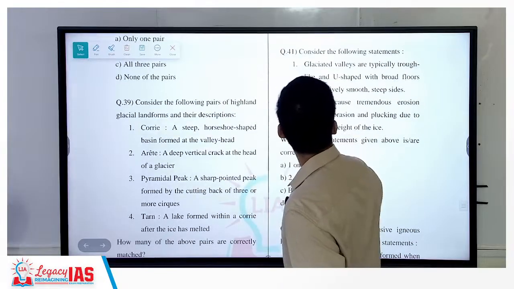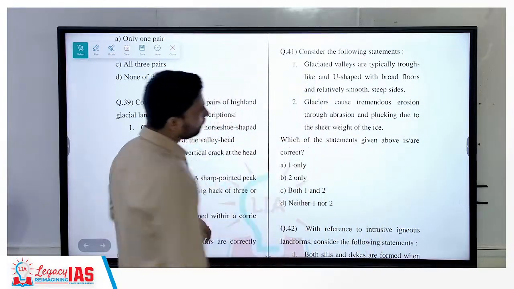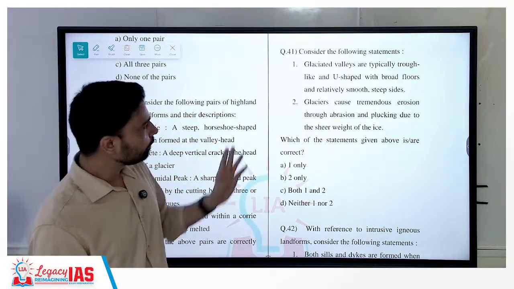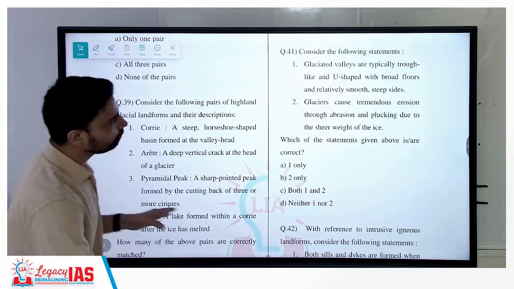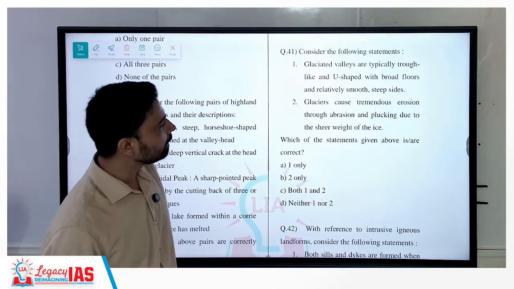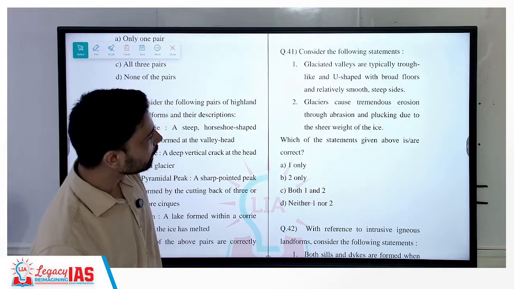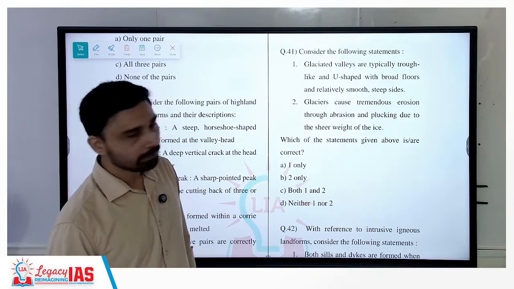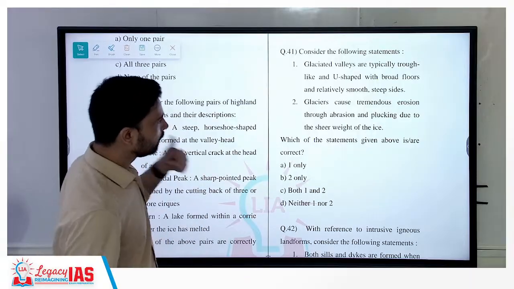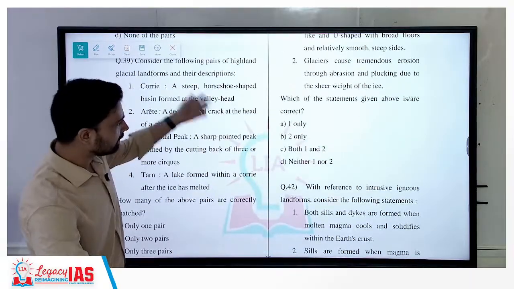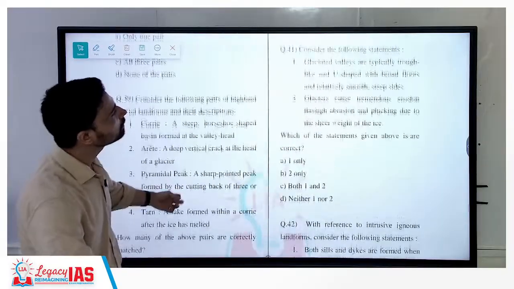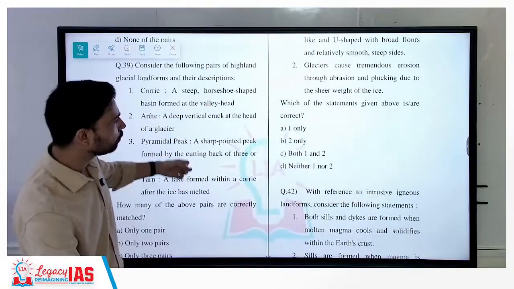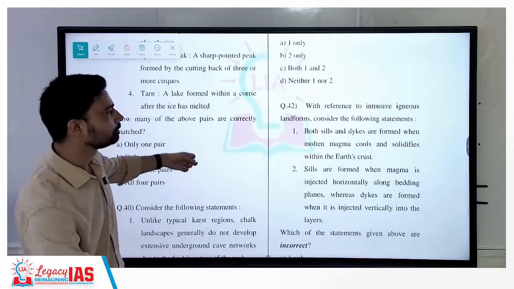So then glaciated valleys are typically trough-like and U-shape. Yesterday we have discussed. That is the difference. Rivers form generally V-shape. Glacier form U-shaped valleys, broad floor, smooth steep side. Glaciers cause tremendous erosion through abrasion and plucking due to sheer weight. We have discussed yesterday itself that the weight of glacier is so heavy. Abrasion and plucking, basically they remove the rock and then carry them forward. So that's the correct option. What is correct? 1 and 2 both are correct. So C is the right option.